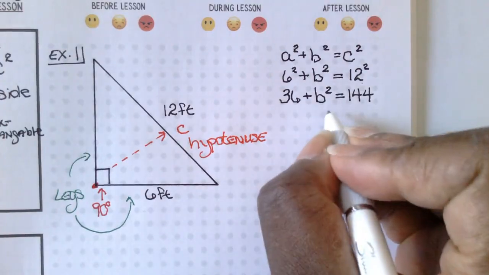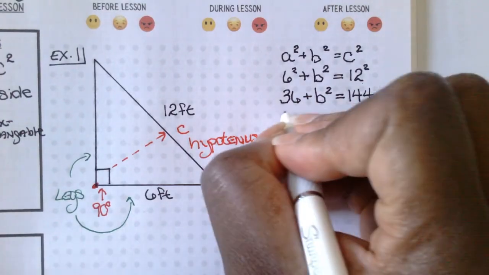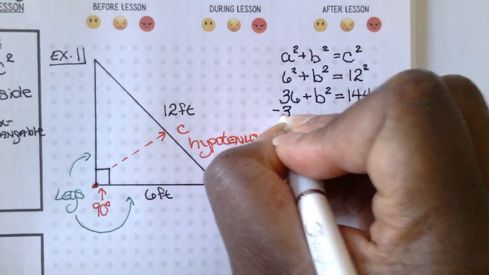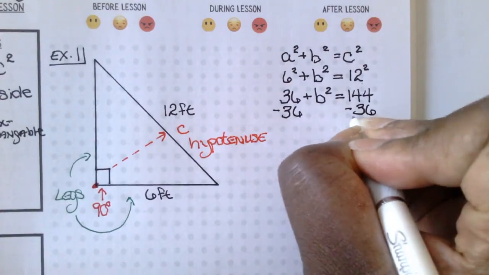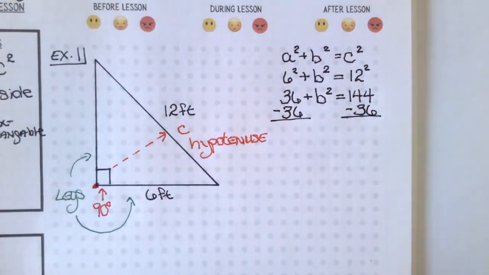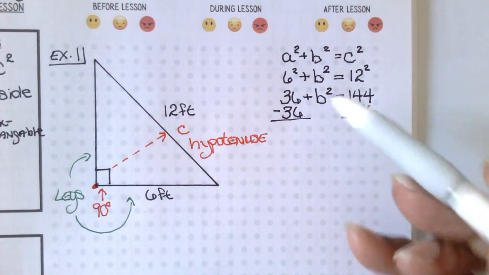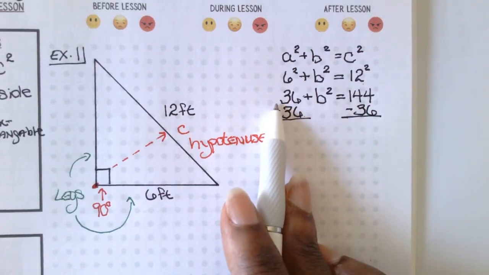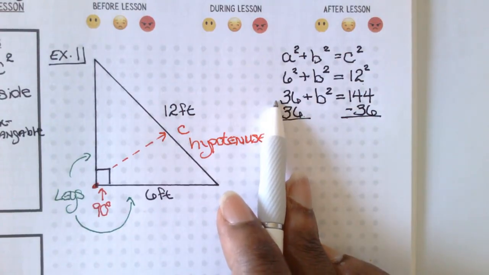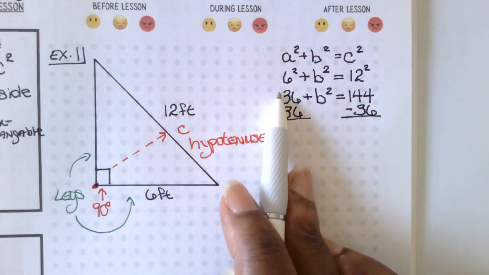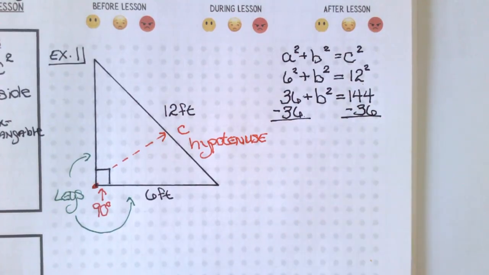Okay, I see you. Yes. So now, we want to isolate our b squared. So what we're going to do, we're going to subtract our 36 on both sides. So 36 minus 36, and the reason why we subtract the 36 is because the sign of the 36, which is in front to the left of the number, is positive. I do not see a minus sign here. So I have to do its inverse, which is minus 36.